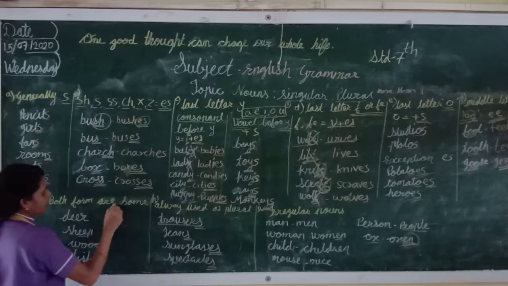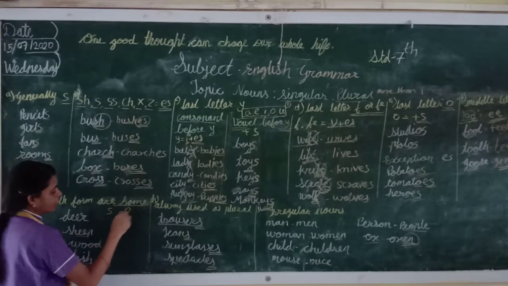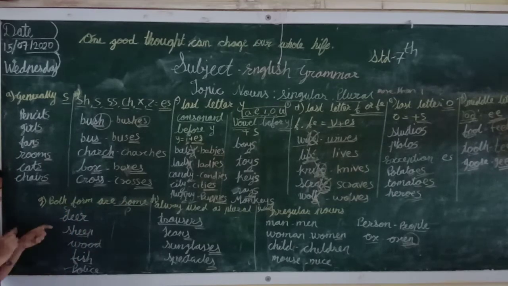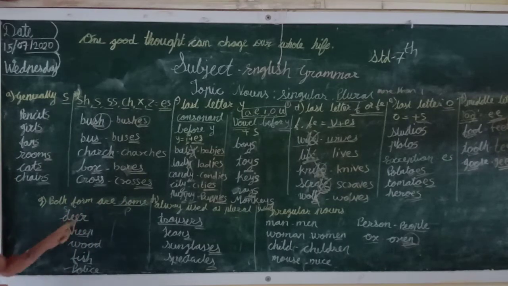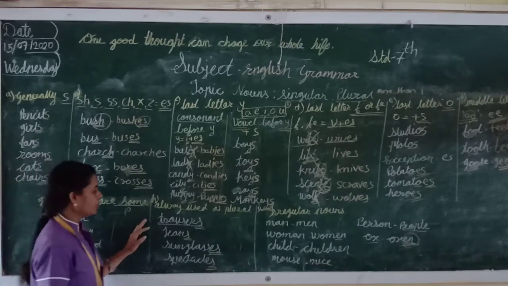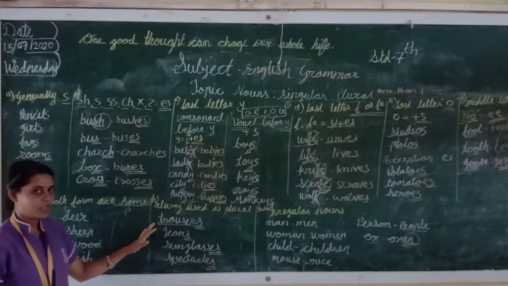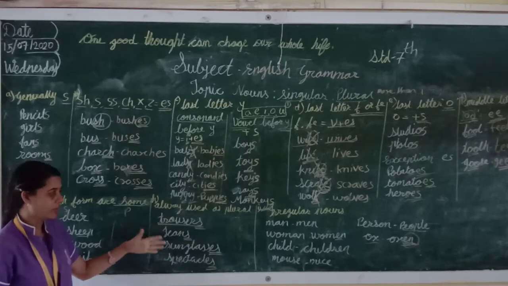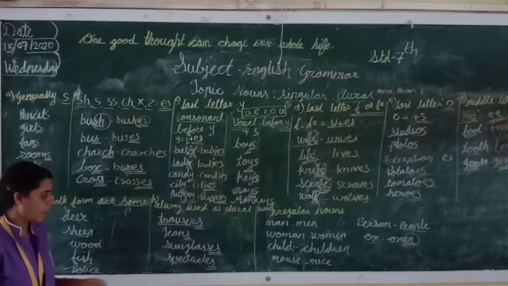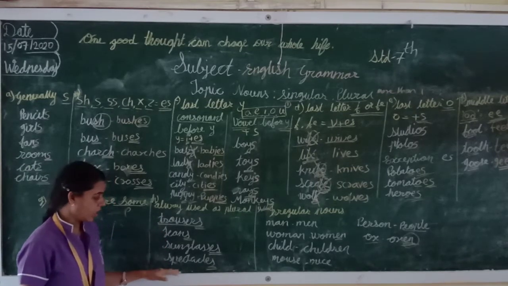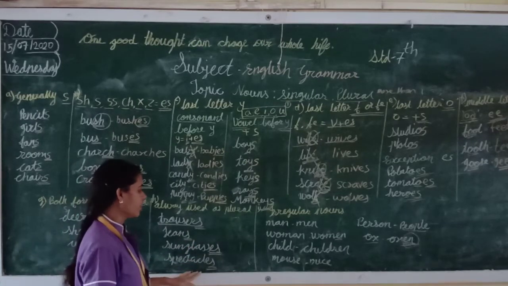Both forms are the same. Means in singular also the same and in plural also the same. Means we say deer in singular, in plural also we say deer, sheep, wood, fish and police. Okay students. Now next one, always use as plural. Some words we use directly as plural. They will not have a singular form. Like trousers, jeans, sunglasses, spectacles. This is the plural form.